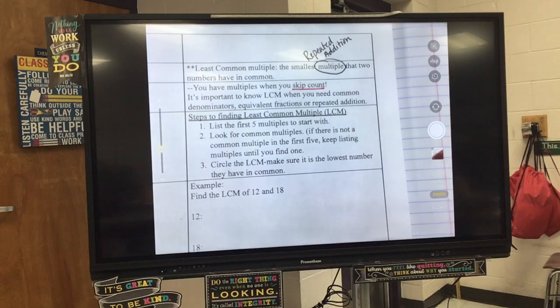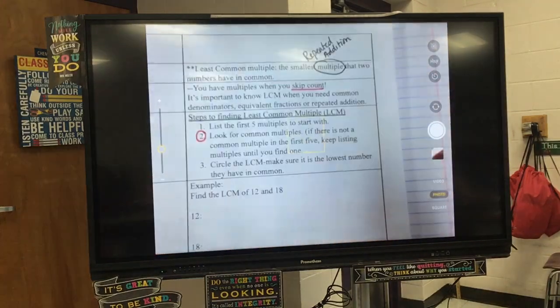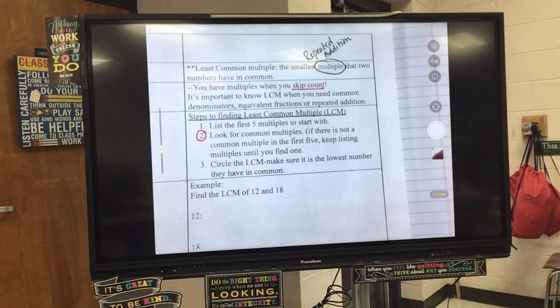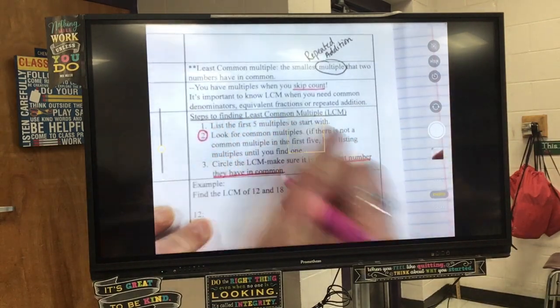And then you're looking for the common multiple, so if there is not a common multiple in the first 5, keep listing multiples until you find one. So this is really important. You do not stop after the first 5. But like I said, do 5 at a time to break it down and not make it as overwhelming. And then circle the LCM and make sure it is the lowest number they have in common.